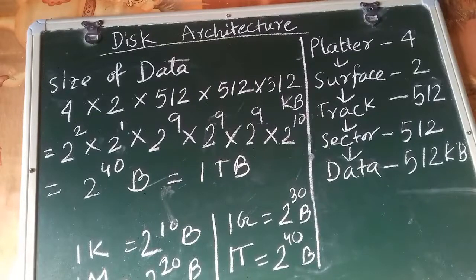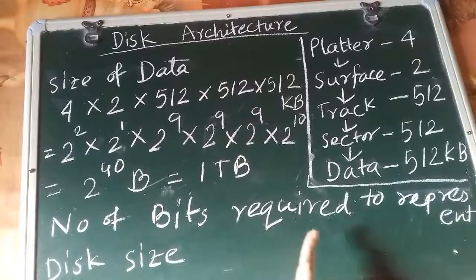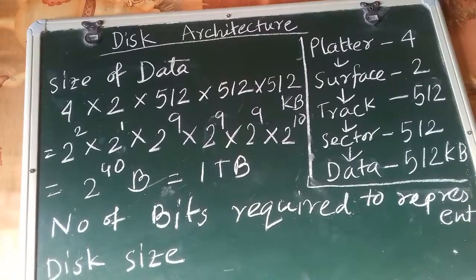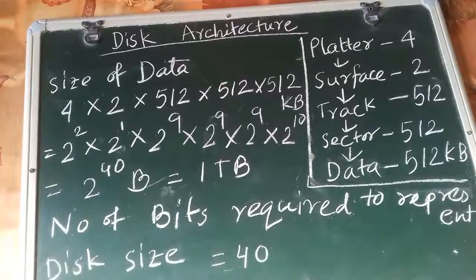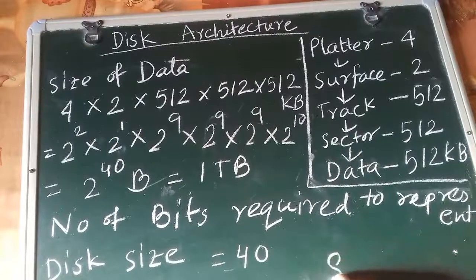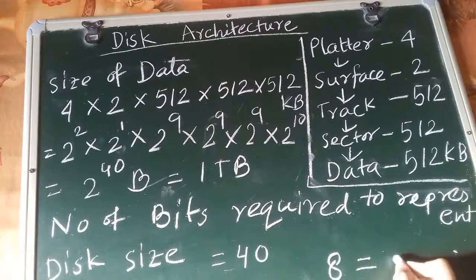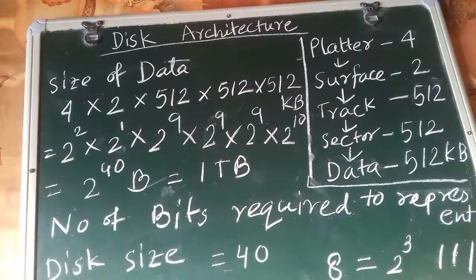Okay, so the next question that will be asked is the number of bits required to represent the disk. If we calculate the number of bits required to represent the disk size, it will be nothing but 40. Why is it 40? Because, see, for representing 8, how many bits do we need? 2 to the power 3 equals 8. To represent 8, how many bits do we need? We will always say 3. This is 1 plus 2 plus 4.